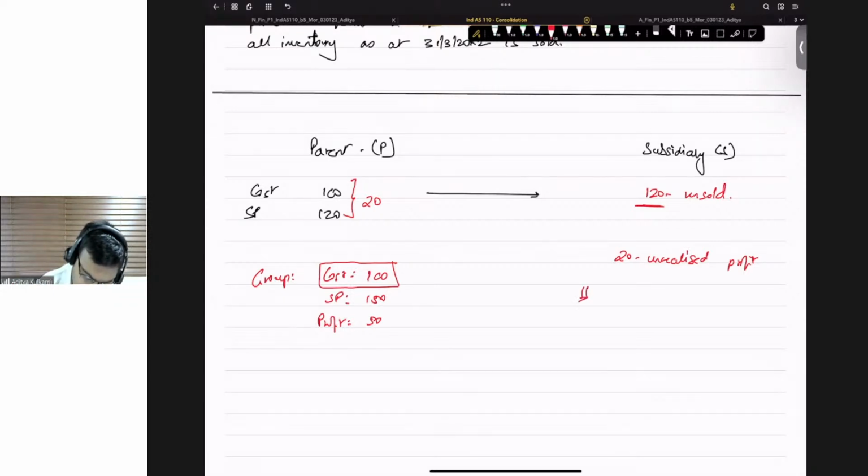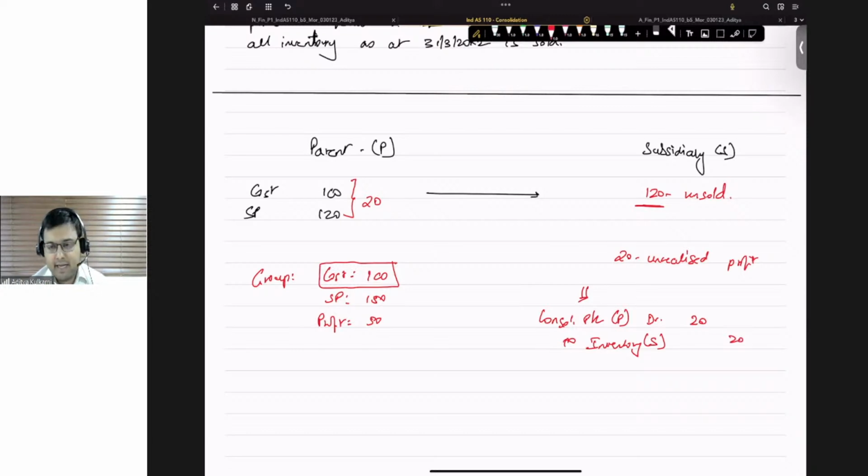So here the entry that will be passed is consolidated P&L account debit to inventory. That is held with S. This is of P. And how much will I eliminate? 20. This is what I will be eliminating in my consolidation adjustment.